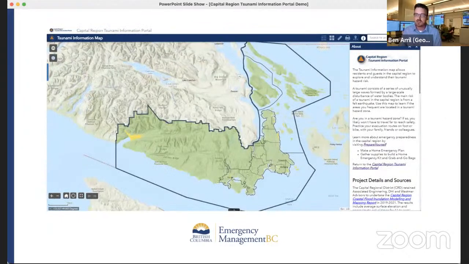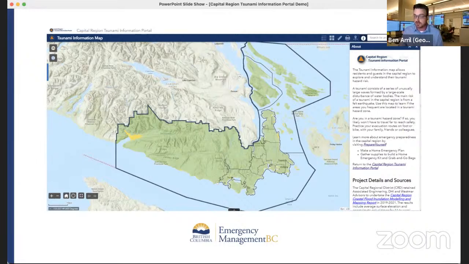From here, we can see the entire Capital Regional District, and you'll see that most of it is green, but there are some yellow areas. You'll also see the panel on the right-hand side of the screen. This includes information about tsunamis and links to more emergency preparedness information. Using the search bar in the top right, you can search any address within the capital region and find out if it's in the tsunami hazard zone.